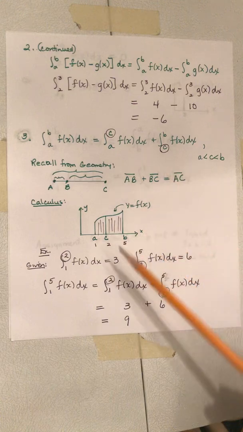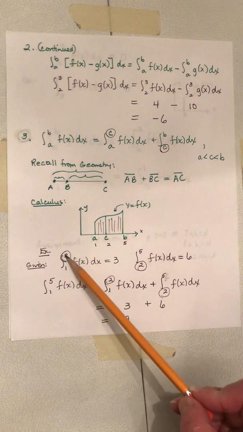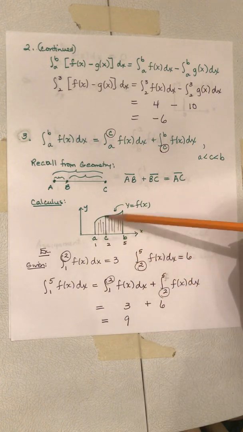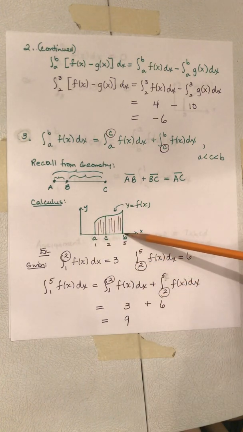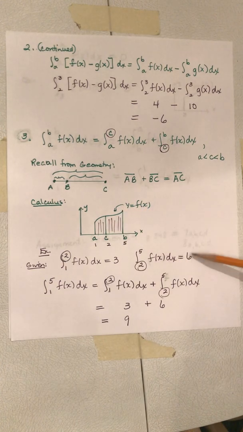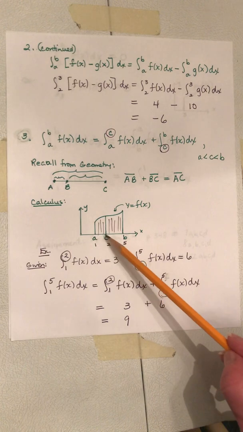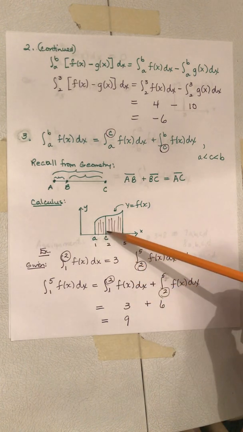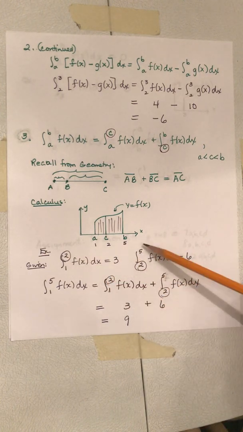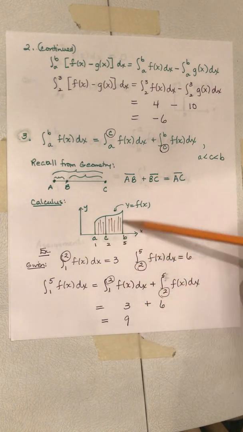All right, so let's see an application of that. So if we're given that, let's use this picture. The integral from 1 to 2 of f of x dx is 3. So let's say from 1 to 2, this region right in here is 3. And then the integral from 2 to 5 of this function would be this area in here, and that's 6. So if we wanted the integral from 1 to 5, it would be the integral from 1 to 2 of f of x dx plus the integral from 2 to 5 of f of x dx. And so from 1 to 2 was 3, from 2 to 5 was 6, and 3 plus 6 is 9. So that's our answer. From 1 to 5 is 9.